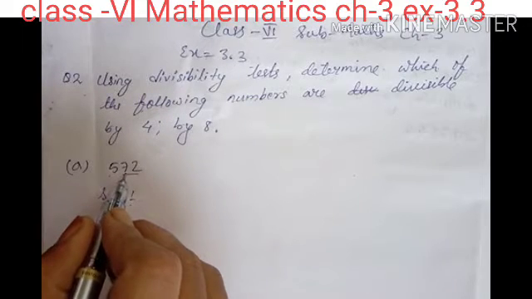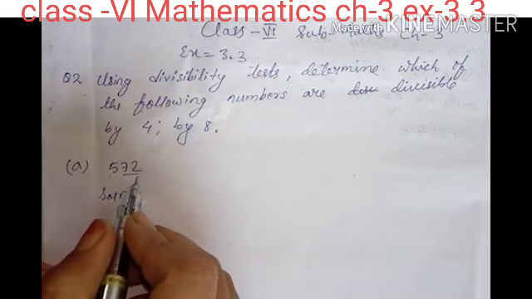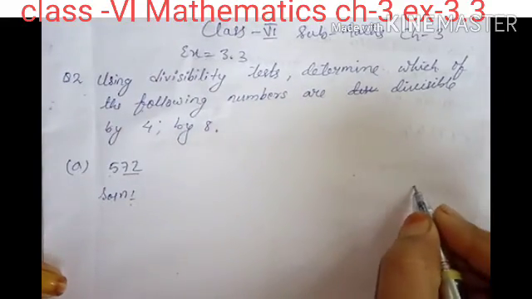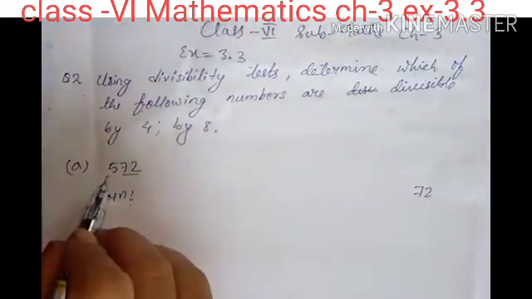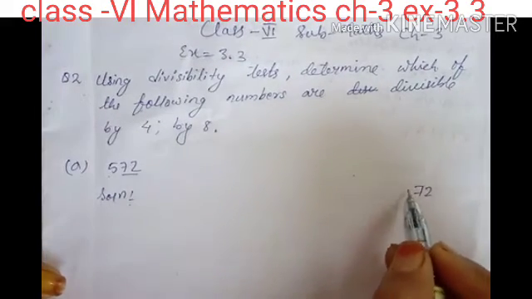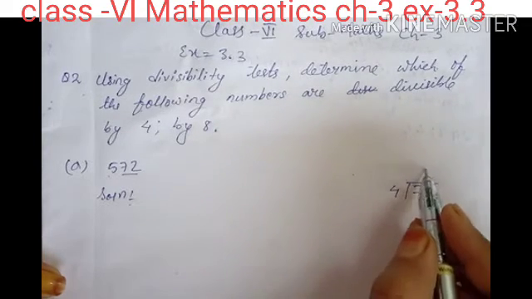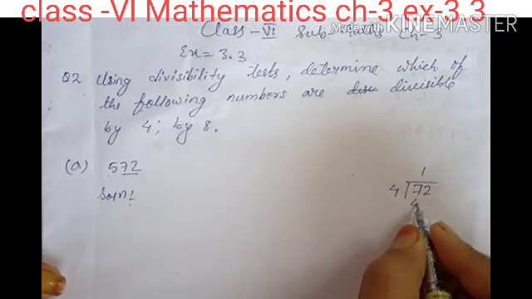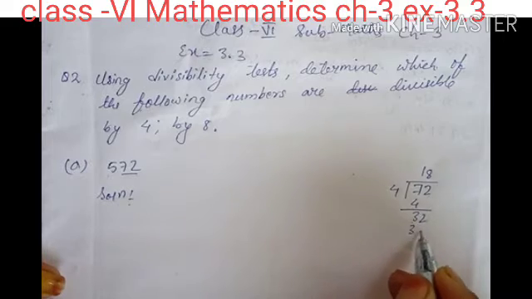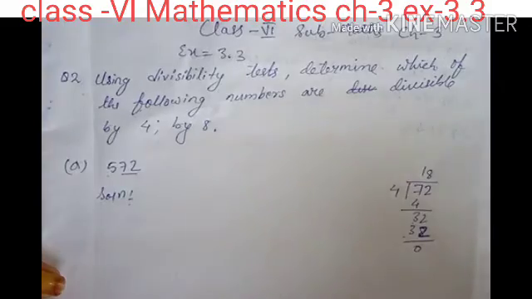72. Now 72 is divisible by 4, isn't it? Because if you divide 72 by 4, it will be exactly divisible. No need to divide the whole number 572. You have to check only the last two digits. So what is that? 72. Now if you divide by 4, 4 ones are 4, 32. Now 4 eights are how much? 32, isn't it? So it is exactly divisible because the remainder is 0.